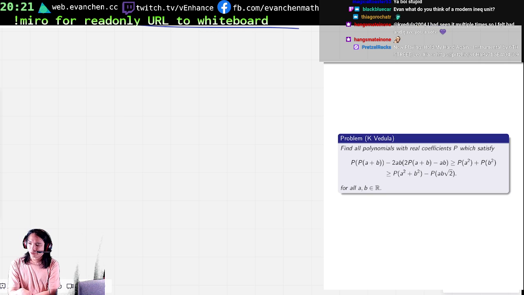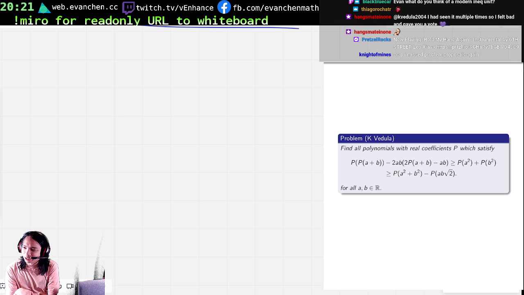Oh, actually, here's a thought. What if I put in a equals minus b? Actually, let's probably start by doing that. That sounds like a good idea. If I put a equals minus b, then the left hand side is quite small actually, right? It grows like 2x to the 4 plus O of x cubed.